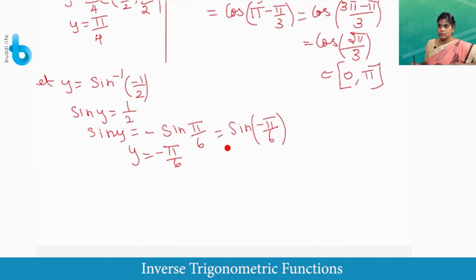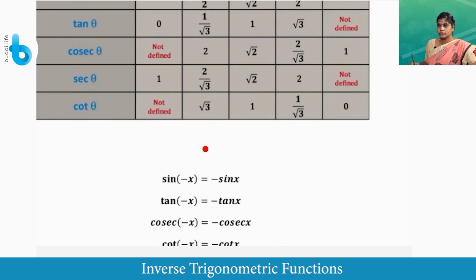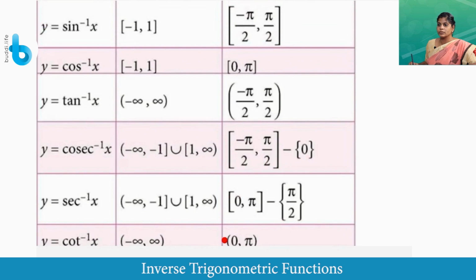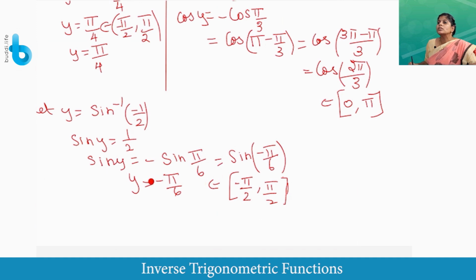Okay, so what is the principal value range for sine? Minus pi by 2 to plus pi by 2. We'll check it once. Yes. Now you can add all those values.